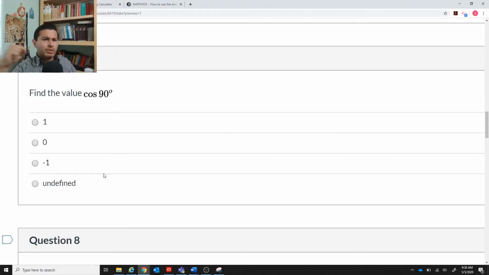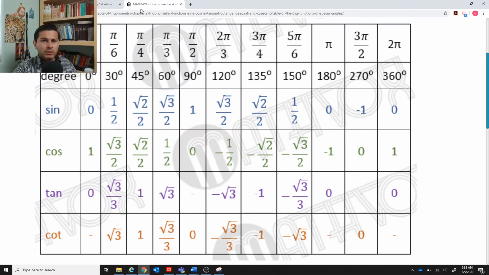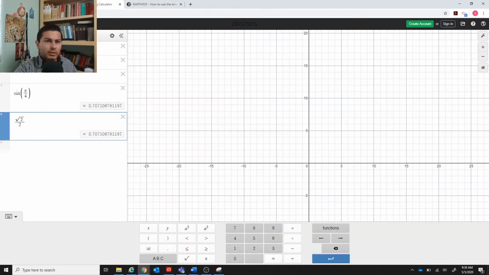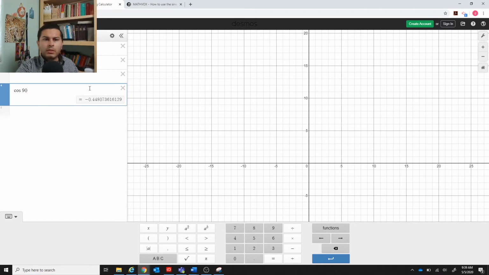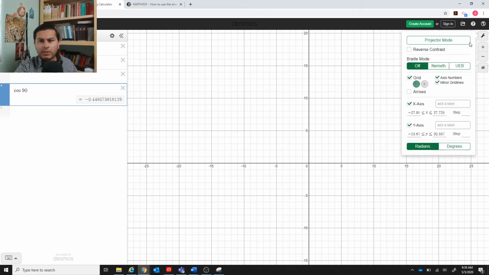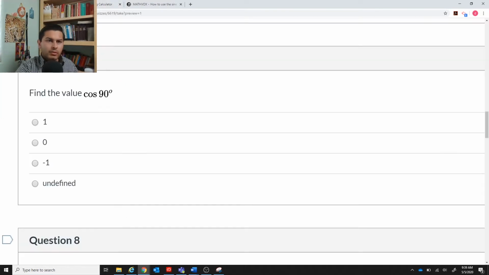Question number 7, find the value of cosine of 90 degrees. Again, we can just go over to our trig table and look. Cosine of 90 degrees equals 0, or we can type it into Desmos and just make sure that we are in degrees and we get 0. So either way, our answer is 0.